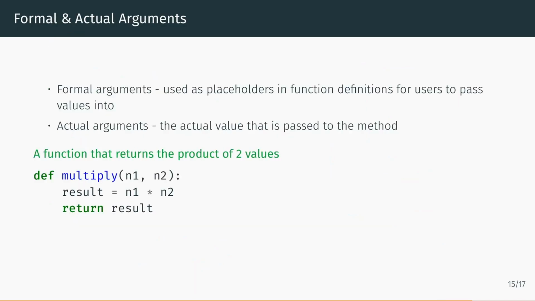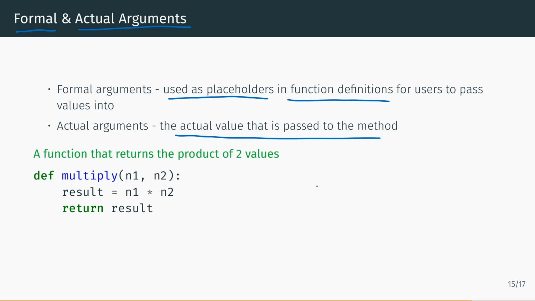Now the last concept here is the concept of formal and actual arguments. What is a formal argument and what is an actual argument? A formal argument is essentially a placeholder in the function definition for users to pass values into, and the actual arguments are the actual values that are passed to that method.